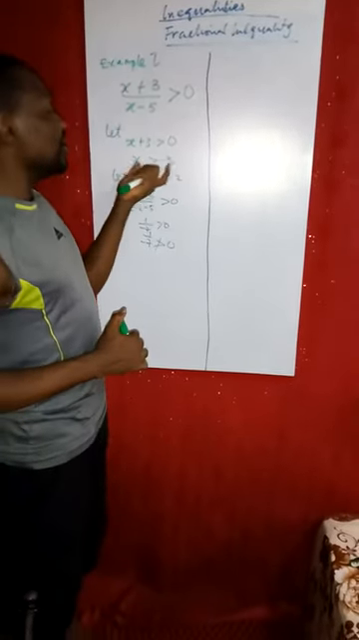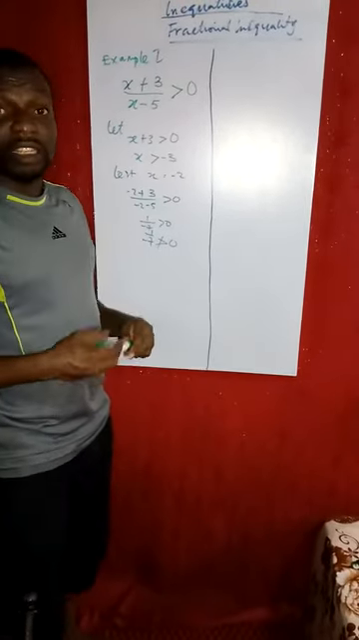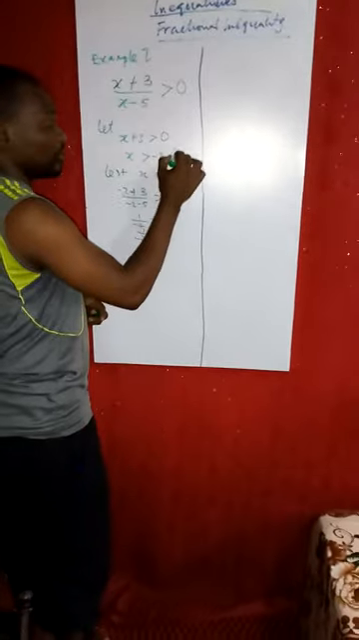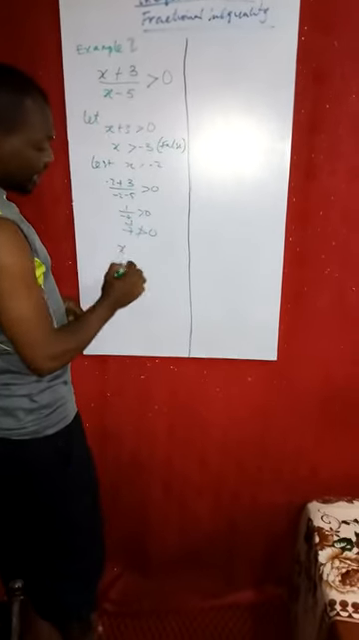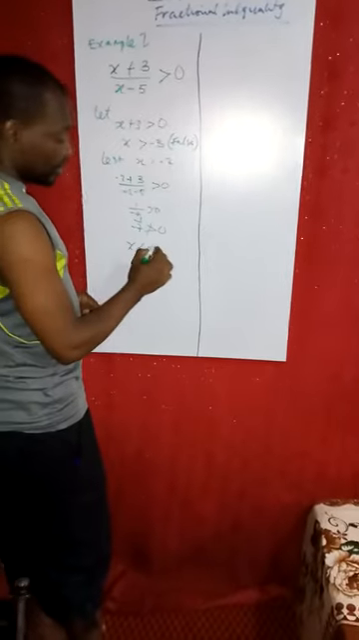That means this greater than is false. So we use less than. So we take x is less than -3.